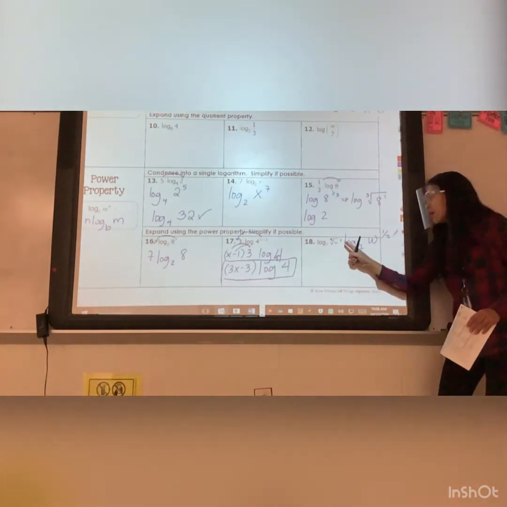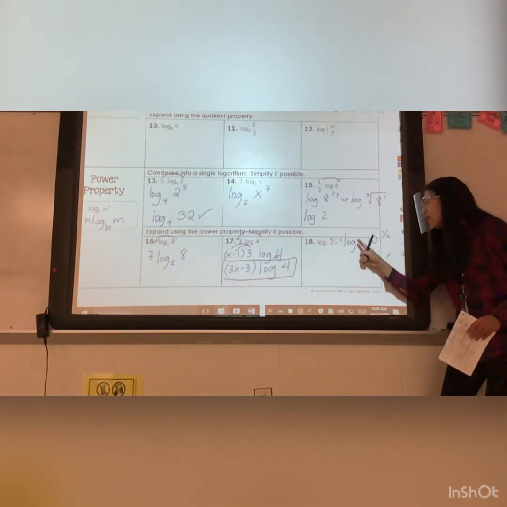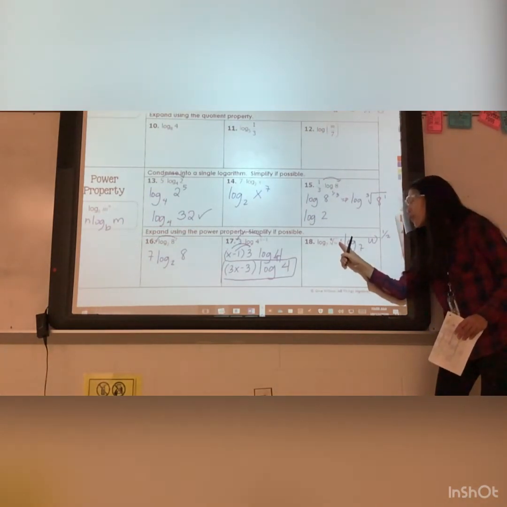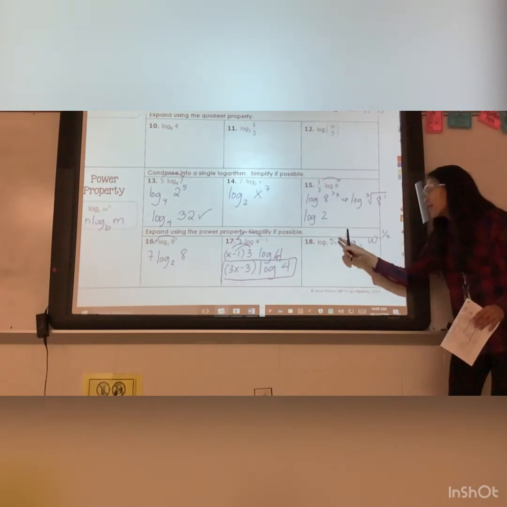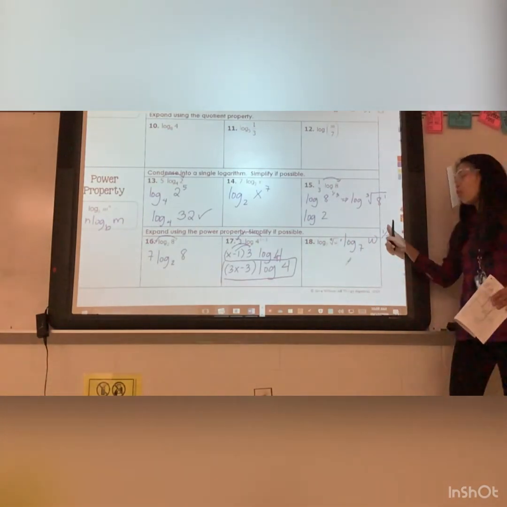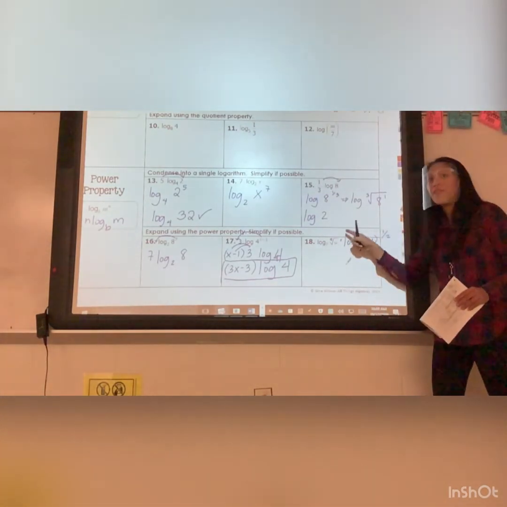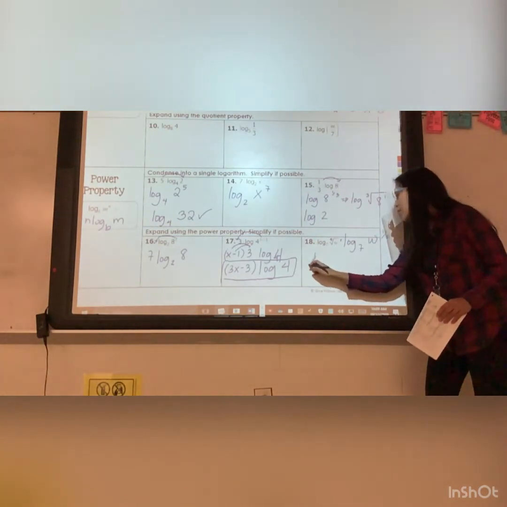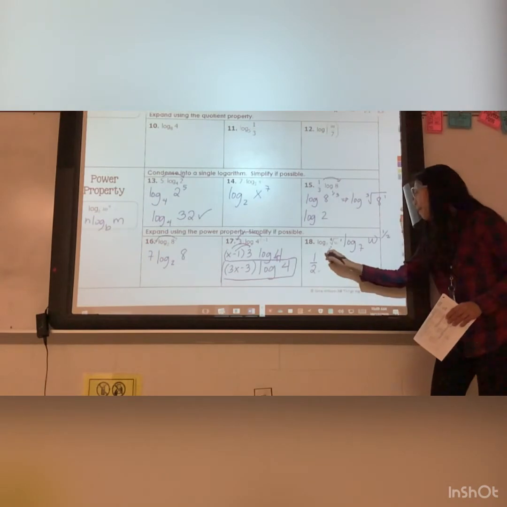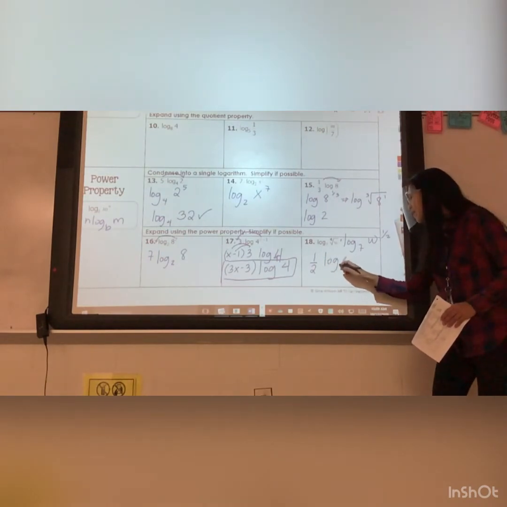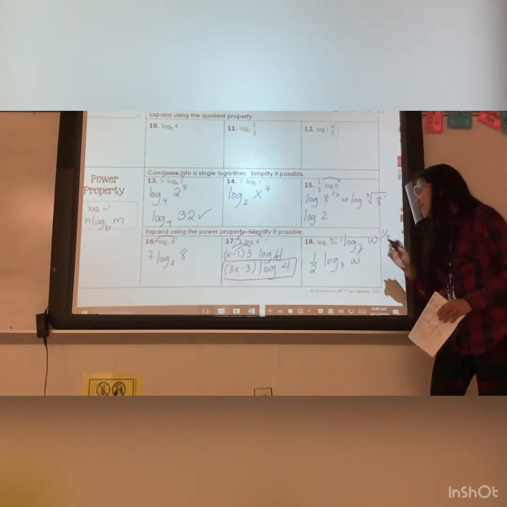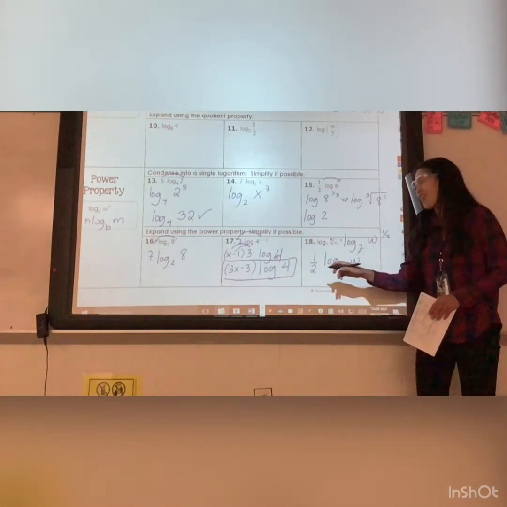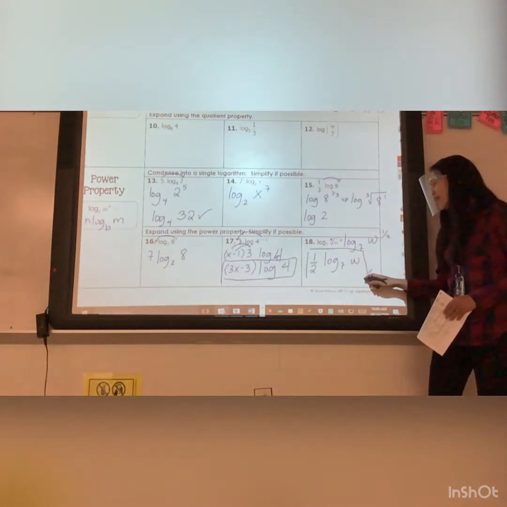Again, this is 2, the denominator. The exponent of your W inside is 1. So what is the expanded form of this? What are we going to do with 1/2? Put it in front. So it will be 1/2 and then log base 7 of W. That's it. So this is now your final answer.